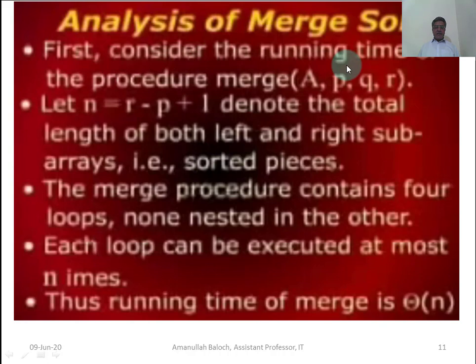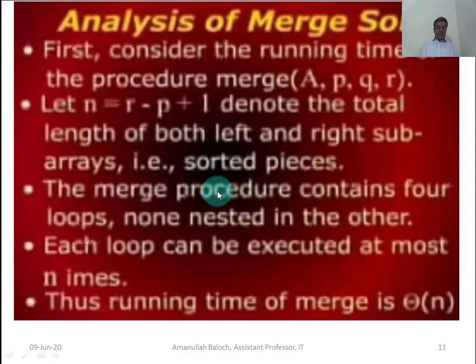First, consider the running time of the procedure merge A, P, Q, R. Let n be equal to r minus p plus 1. R is 8, p is 1. 8 minus 1 is 7, 7 plus 1 is 8. The value of n is 8. It means there are 8 elements in the array. Denote the total length of both left and right subarrays, that is, the sorted pieces. In the left subarray there were 4 elements, in the right there were another 4 elements. 4 plus 4 is equal to 8. Here n is equal to 8 means there are 8 elements in both the arrays.